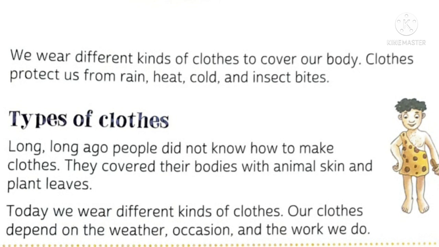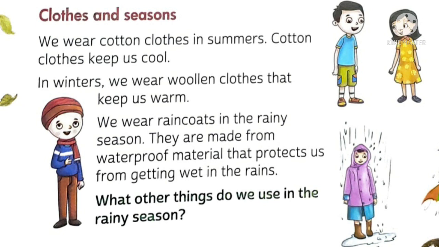And we have studied about different types of clothes. Whatever cloth we wear depends upon the season, different places and also workplaces. We wear different clothes in different seasons. Like in summer season, we wear cotton clothes which keep us cool. In winters, we wear woolen clothes which keep us warm. And in rainy season, we wear clothes which are made of waterproof materials like raincoats, umbrellas, gumboots, etc.